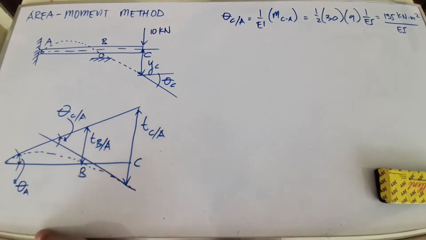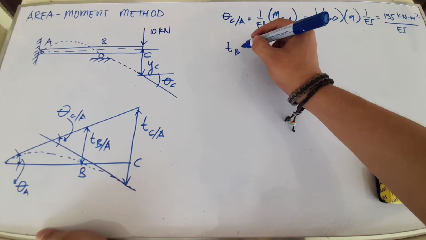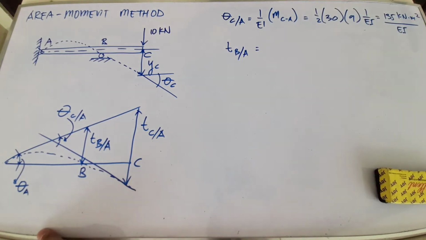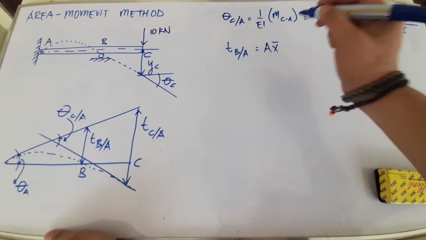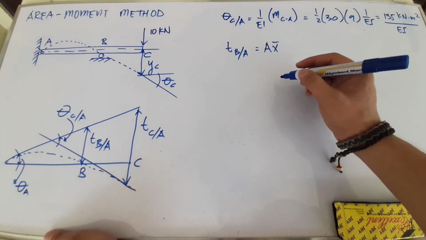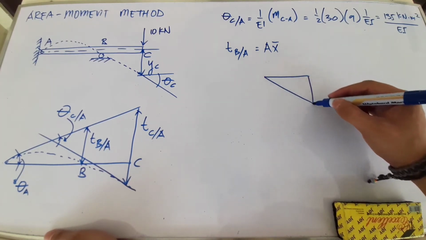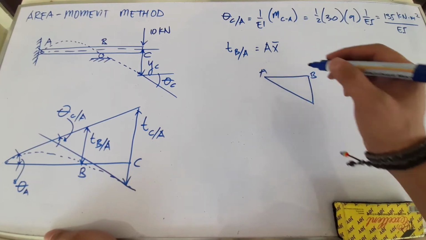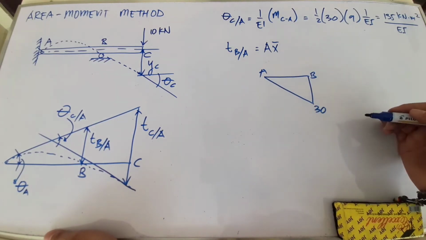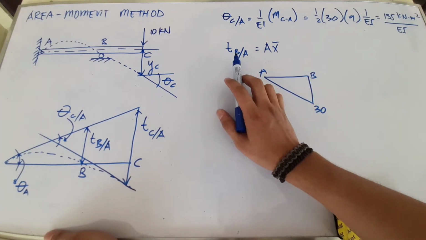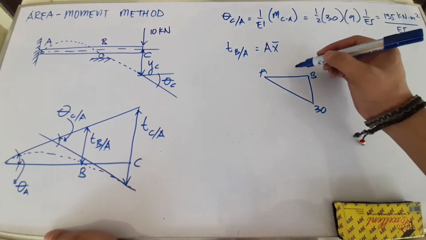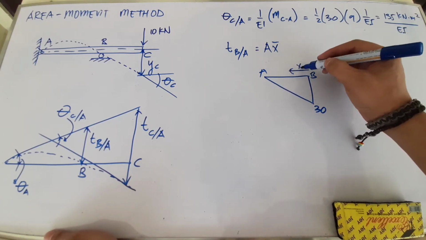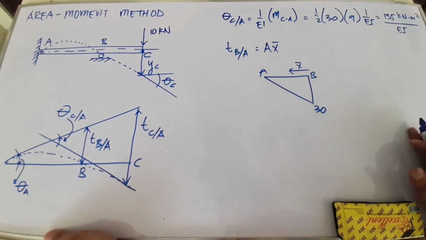Next ay yung T B over A. You have T B/A, which is equal to, the equation natin, you have the A times X bar. So, i-analyze natin yung triangle AB. So, this is point B, this is point A. Ito ay 30. So, since T natin is from B to A, ang X bar natin is reference at point B. So, papunta dun yung X bar natin. This is X bar from point B to tangent A.